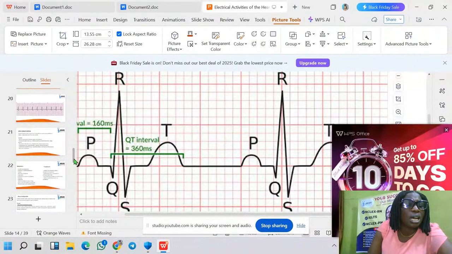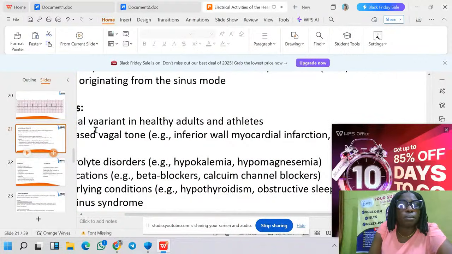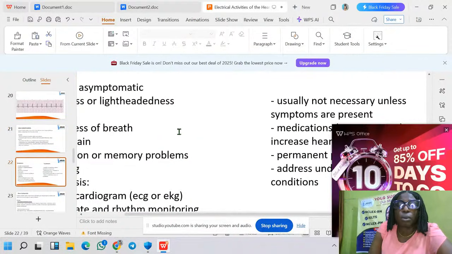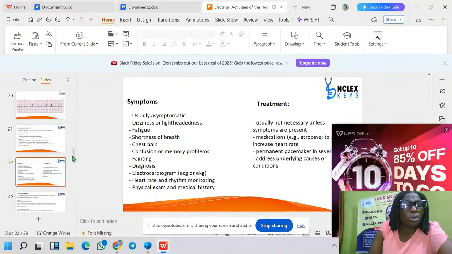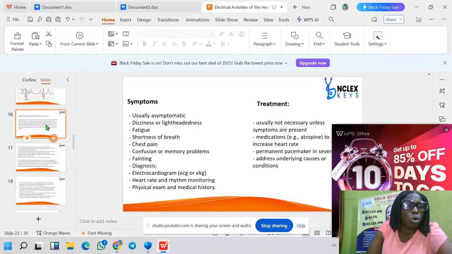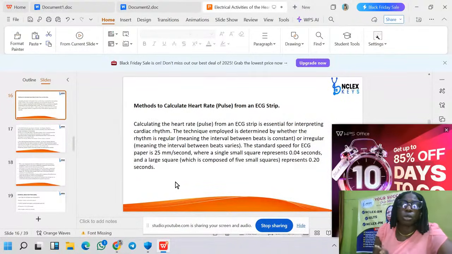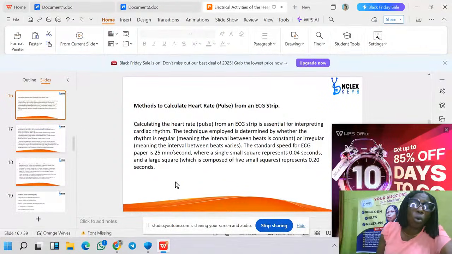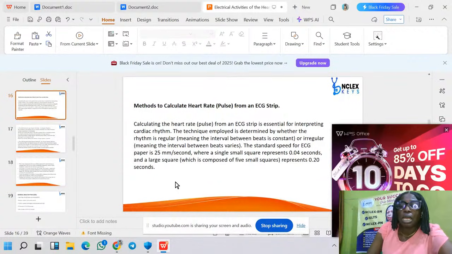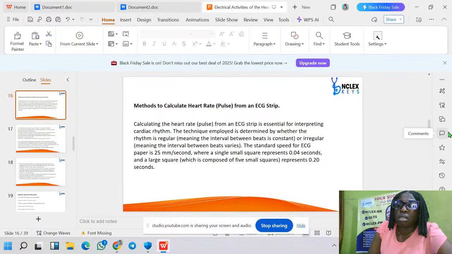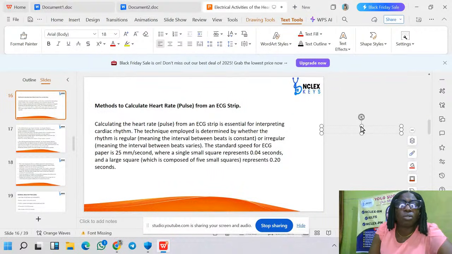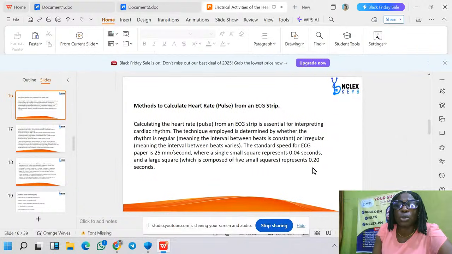I showed them how to calculate pulse from a graph. There are 3 methods. Please kindly rewatch. The first method is the R to R method. The second method is the small boxes method, 1/5 divided by number of small boxes. And the third method is 300 divided by number of big boxes. Whichever one you use, you must be close to your answer.